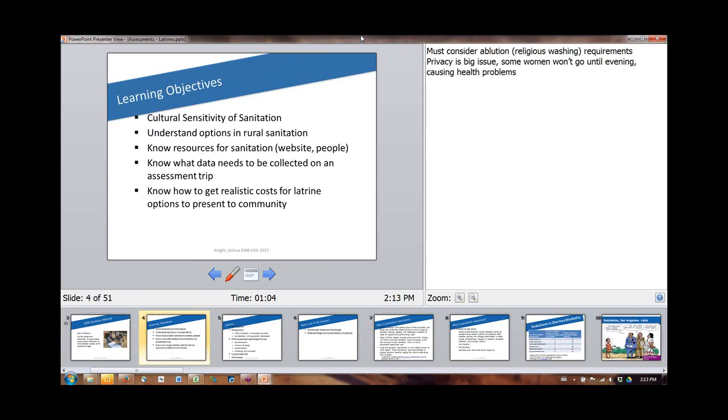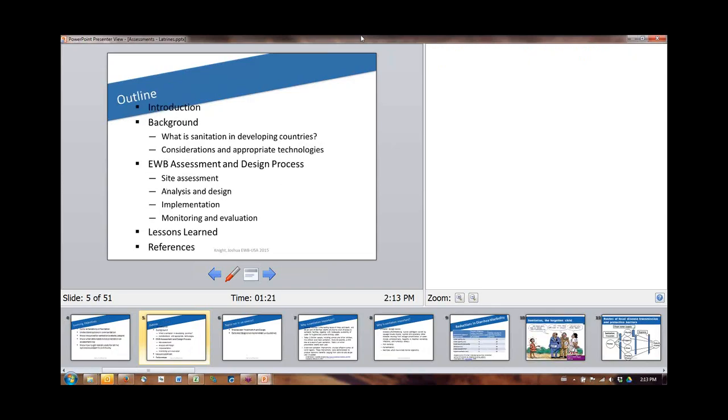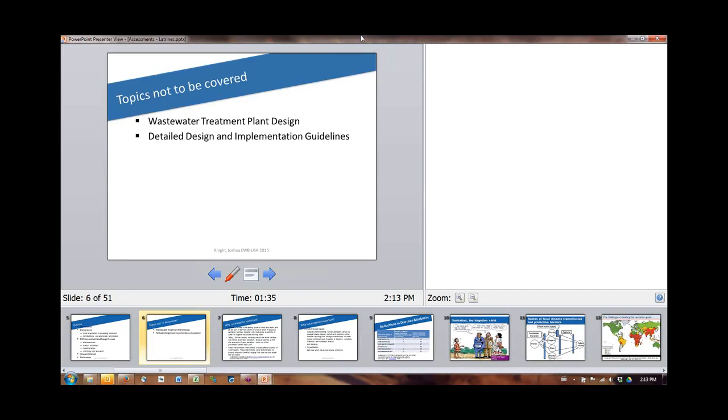So here were the learning objectives that we were talking about. We're looking at cultural sensitivity, the different options you're going to have for your sanitation project, what resources you have, the data that needs to be collected, and then realistic costs. And to repeat again about our outline, we're going to do an intro. We're going to go into the background for latrines. We're going to look at the assessment and design process, follow up with some lessons learned and references. We're not going to be looking at a full in-depth wastewater treatment plant design, nor detailed design and implementation guidelines. We're just sticking to the assessment stage.